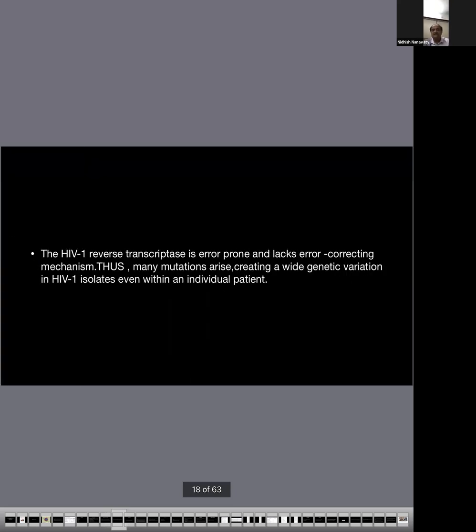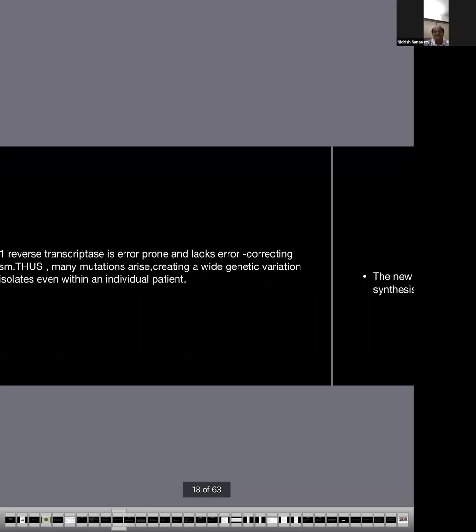HIV-1 reverse transcriptase is error-prone and lacks an error-correcting mechanism. And thus, many mutations arise, creating wide genetic variations in HIV isolates even within an individual patient.